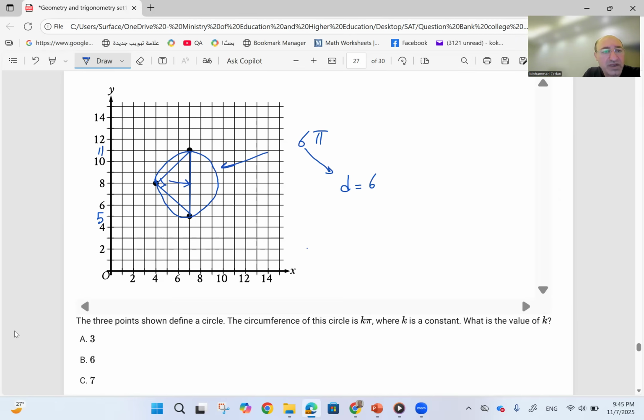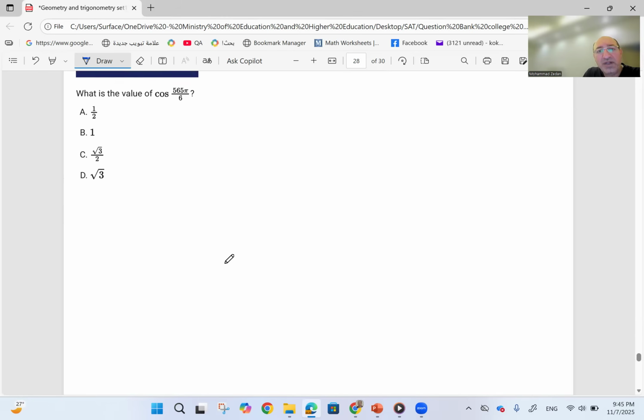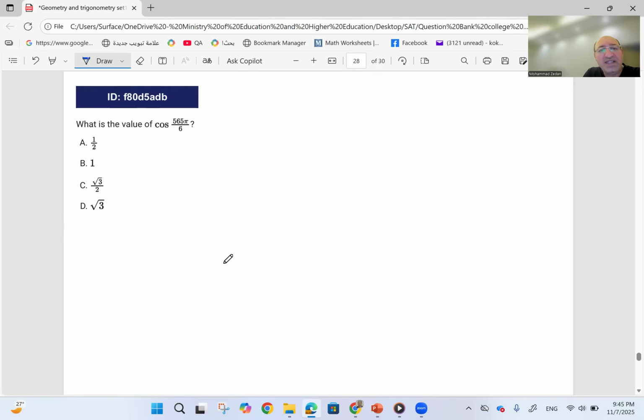Now delete all the drawing. The next question is, what is the value of this? Sometimes when you calculate cosine, the big value gives you a decimal number. Be careful: cosine of 565 pi over 6 gives you a decimal number, 0.8-something, when I do it by calculator. You don't have this form.